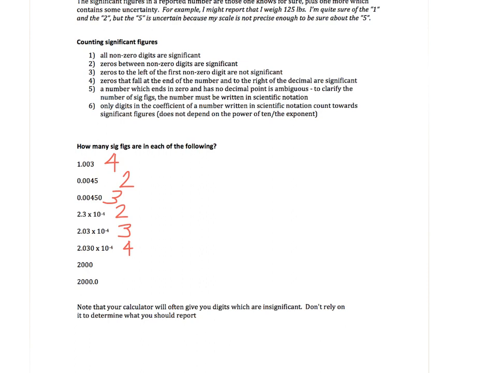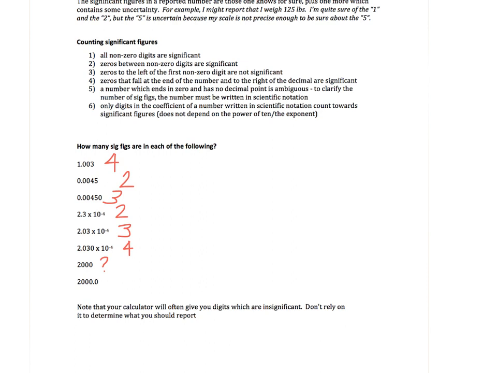The next one is a little bit different. We've got the number 2000, and we can see that the number ends in zeros, so they're at the end of the number, but we don't have a decimal place here. And so this is ambiguous. We don't actually know whether the zeros are significant or not in this case. And so in general, I won't give you examples that are like this one, but I just wanted to point out that it is ambiguous there.